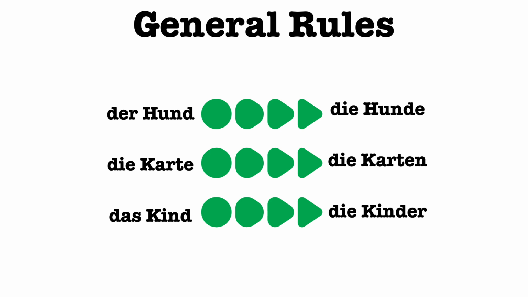Most German plural nouns have both a singular and a plural version. For example, die Karte, or card or ticket, changes to die Karten, or cards or tickets. Der Hund for dog, singular form, changes to die Hunde for dogs in the plural.